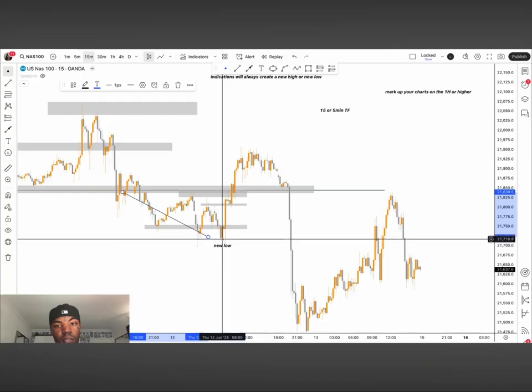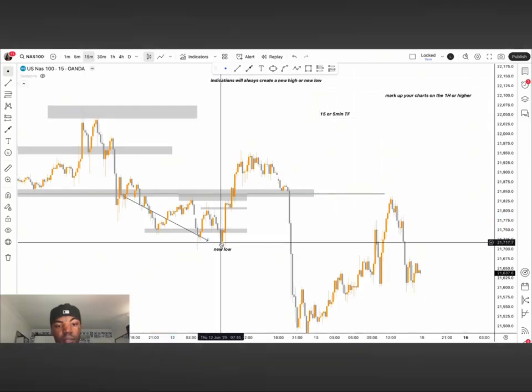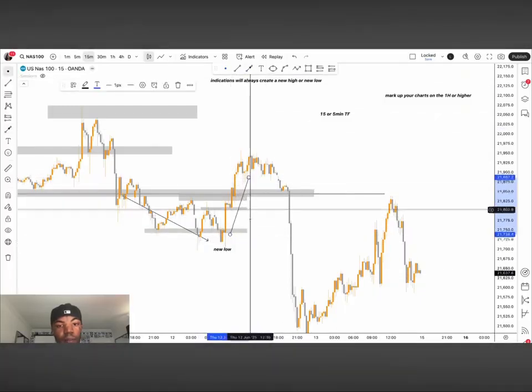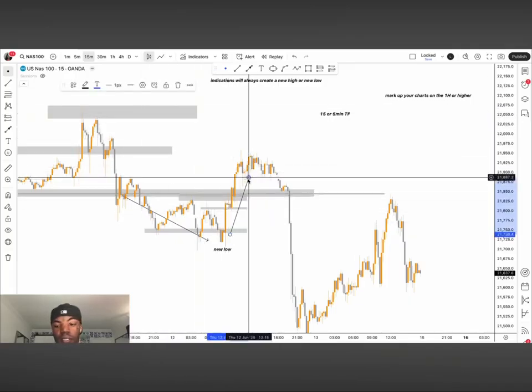Indication, a new low. Indications will always create a new high or a new low. So now we have a new low. Price goes up on a correction. A correction is for grabbing liquidity. A lot of people ask, how do you know when the correction is over? Well, this is how, right?